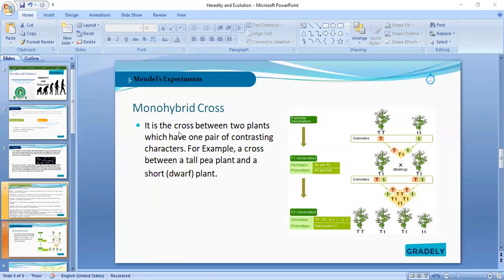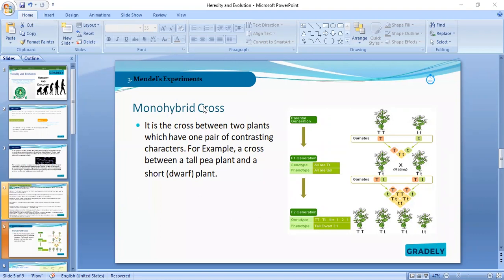I was talking about Mendel's experiment. I mentioned monohybrid cross, the cross between two plants, where one has one pair of contrasting characters and the other has the other contrasting character. For example, a cross between a tall pea plant and a dwarf plant. I've explained what we call homozygous, heterozygous, dominant allele, and recessive allele. These four terms will guide us in both the monohybrid and dihybrid cross. So follow me as I go.